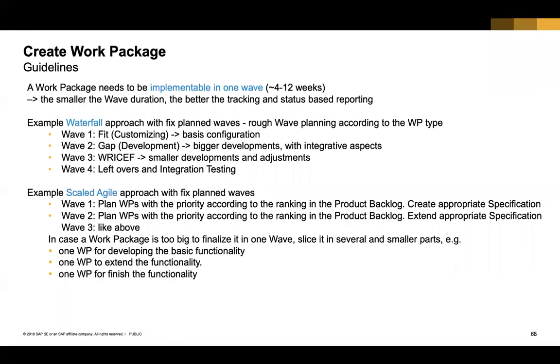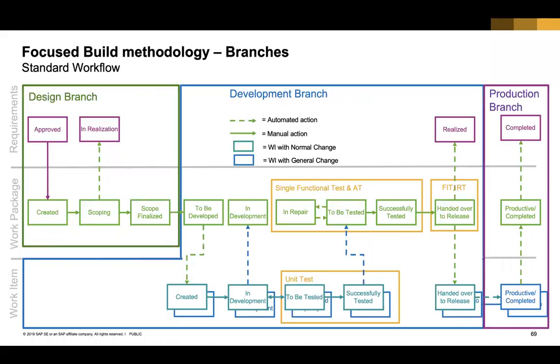If you're doing an agile approach, then you prioritize your backlog, pick up whatever is there, and create specifications, extend the specification in wave two, and then use an agile approach to actually create your waves and sprints and so on as well, right? So these are multiple ways that you can do it.